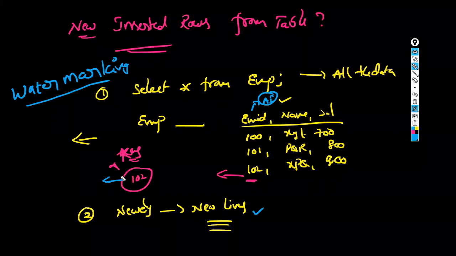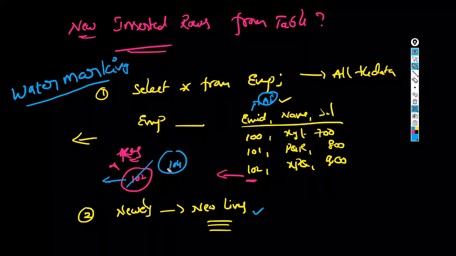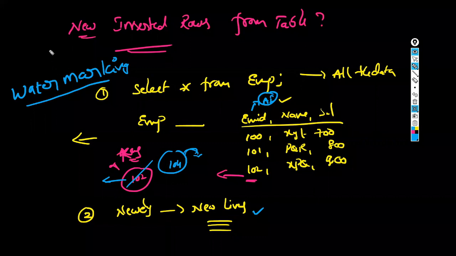By using that key value, or that mark value, we can fetch the data right after 102: 103, 104, 105. Again, after executing the select command, whatever the highest value is gets automatically stored. The next time we run the select command, it automatically picks after 104. This is the way we can collect the newly inserted data. So by using which column, by using which procedure, can we pick the newly inserted data?